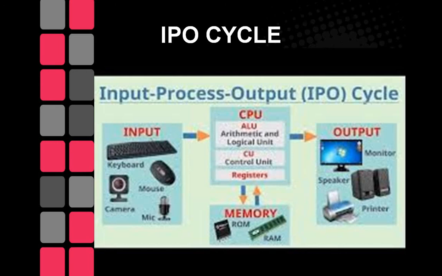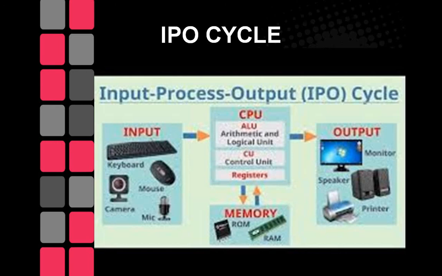During the processing, it requires help of memory. So here you can see memory is there and the temporary memory is RAM and the permanent memory is ROM. After processing, the data is displayed on the monitor as output. Here you can see our output devices are monitor, speaker, printer. All these are output devices.